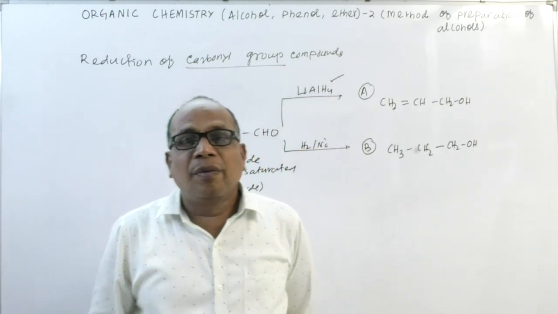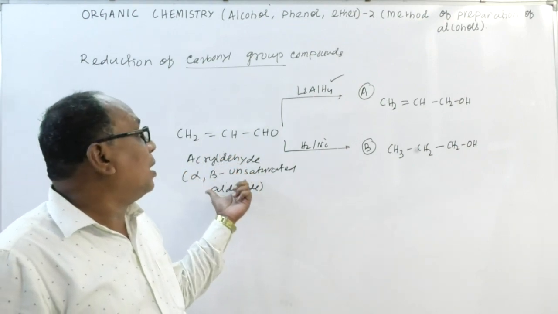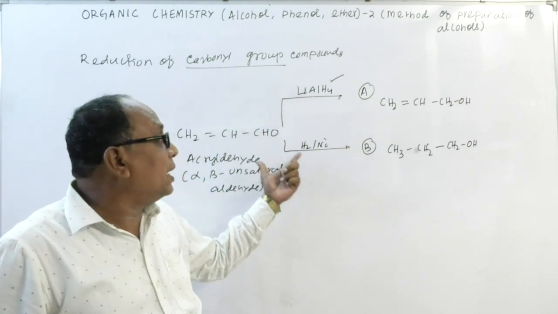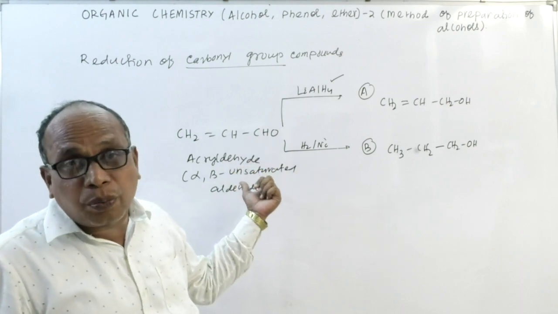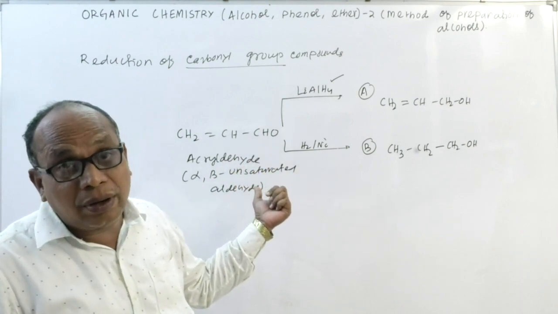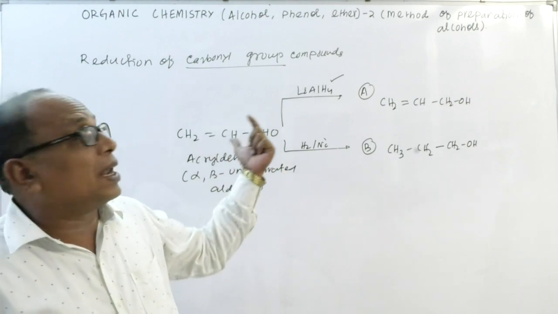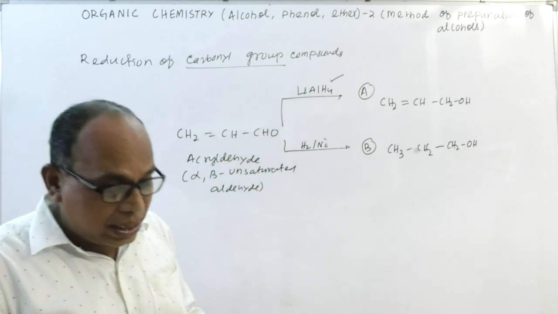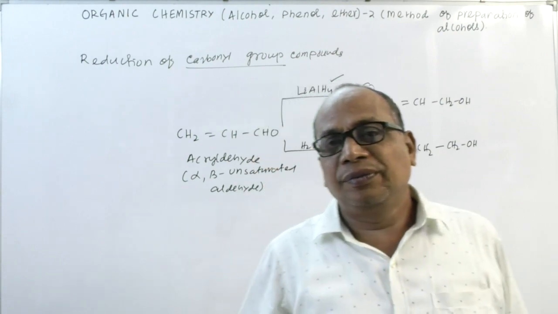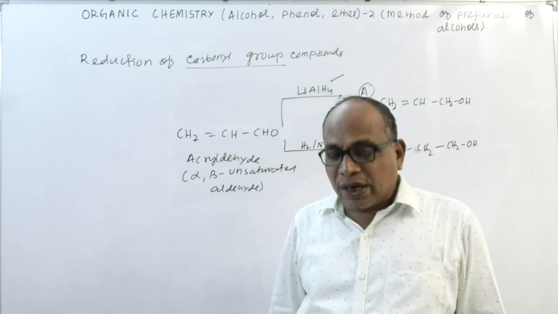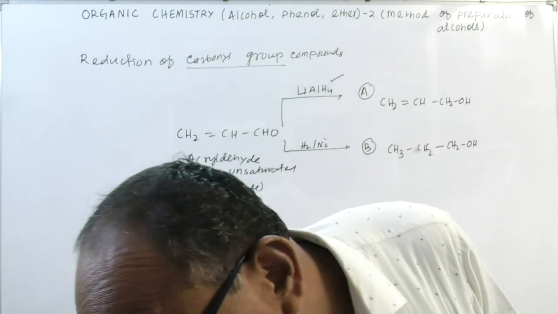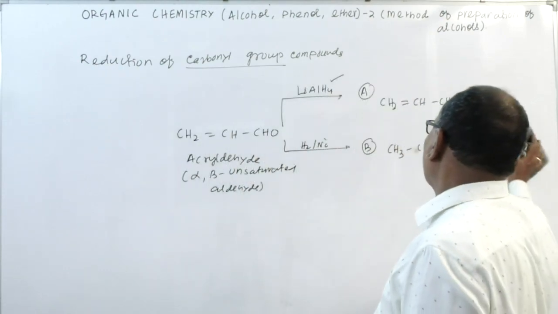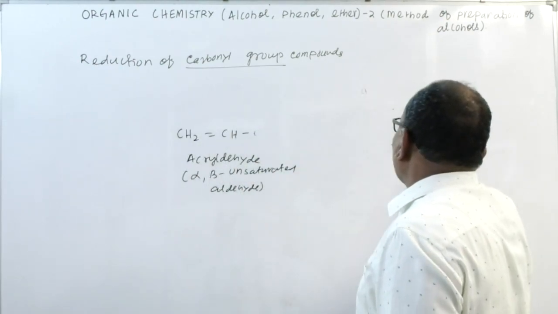You mark both reducing agents reduce the carbonyl group, that is the aldehyde group, to primary alcohol, but one is reduced without affecting the double bond, and the other affects the double bond. Okay students, this is the preparation of primary and secondary alcohol from aldehyde and ketone by the carbonyl group.